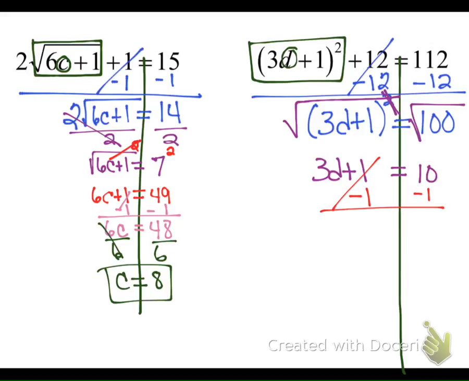What do I bring down on my left side? Equals? 9. Now what? Divide by 3. d equals 3. And box it.